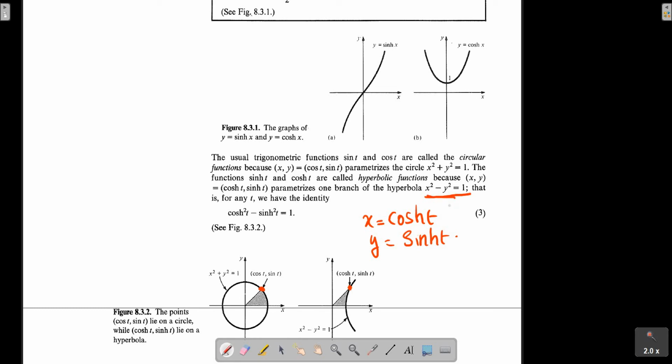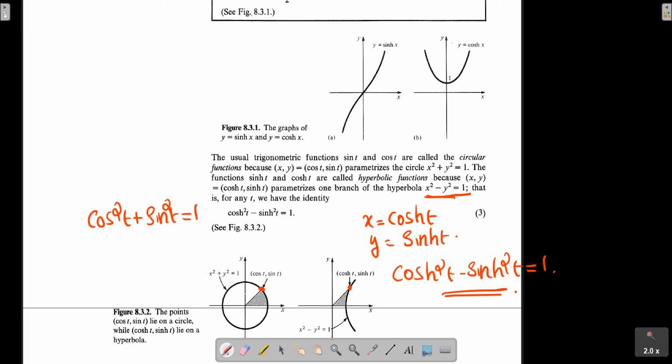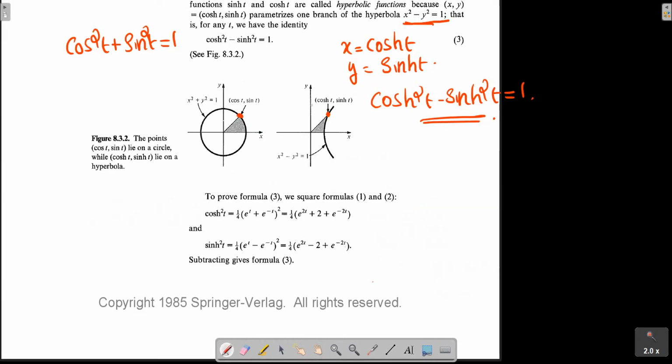So x square minus y square is equal to 1 implies that cosh square t minus sinh square t is equal to 1. Here for the circle, this equation is given by cos square t plus sin square t is equal to 1. So the similar relation between these hyperbolic functions is cosh square t minus sinh square t is equal to 1. And how will you prove this? Cosh square t minus sinh square t is equal to 1.